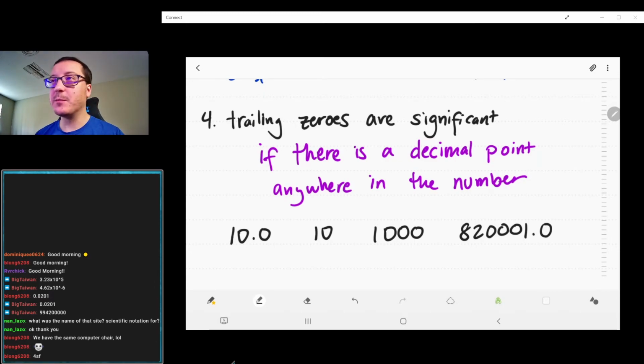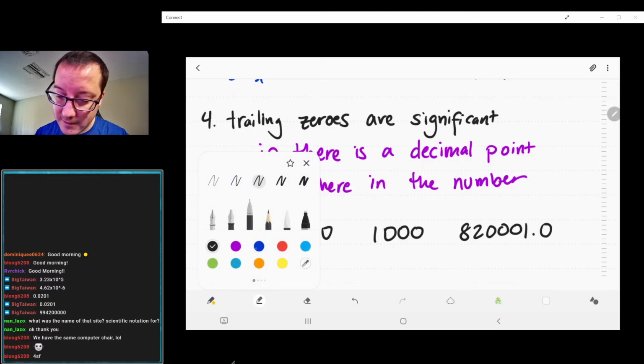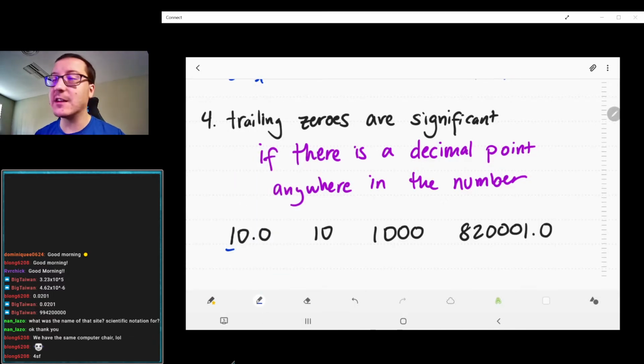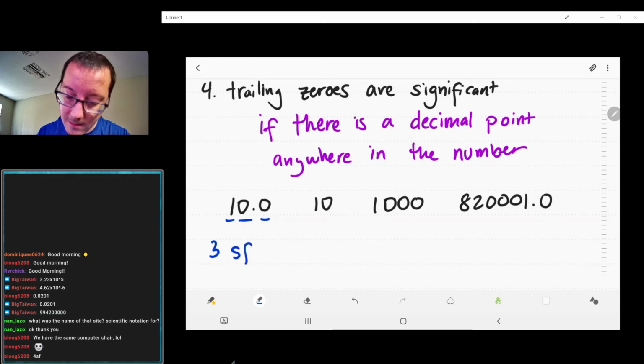All right, here's a bunch of numbers. So we're looking at the trailing zeros, and whether there's a decimal point somewhere. If we look at the first one, of course we know that 1 is going to be significant. That's a non-zero. We have trailing zeros now, so we have to ask ourselves, is there a decimal point in this number? And yes, I see a decimal point. It's right there, 10.0. So these will count. So we will have 3 significant figures for that first number.